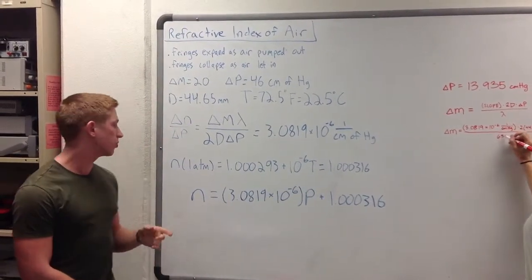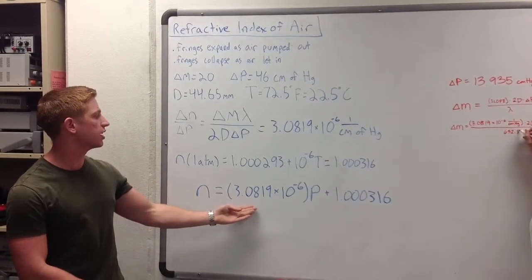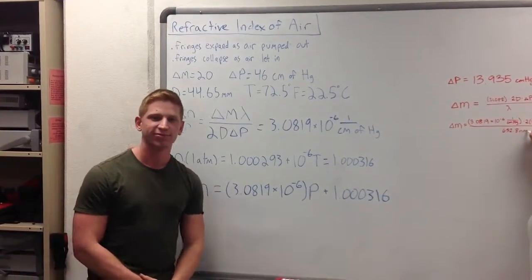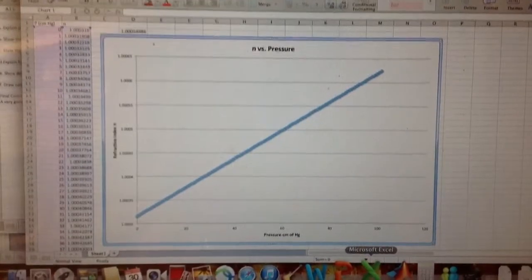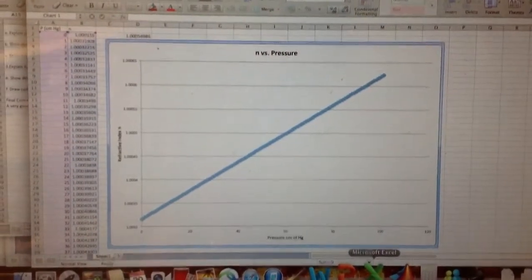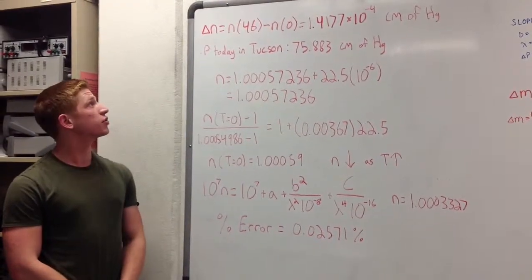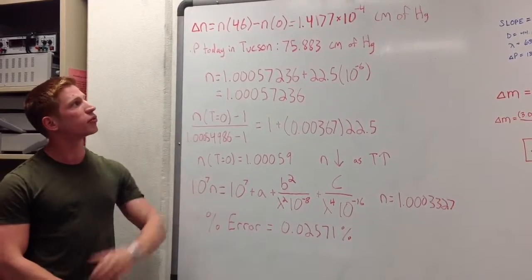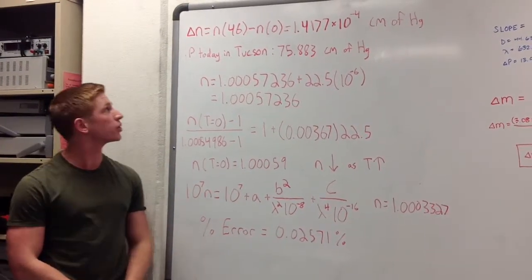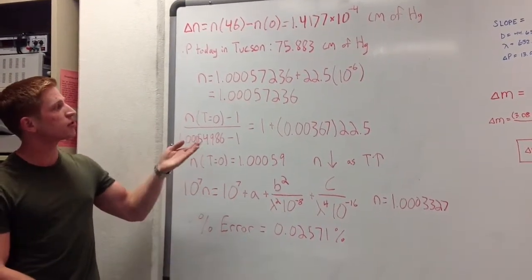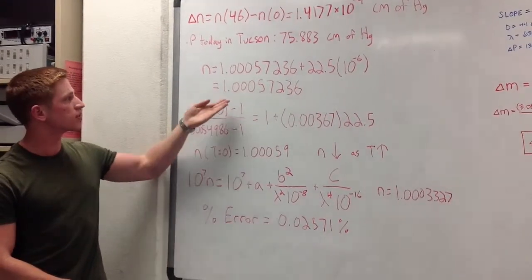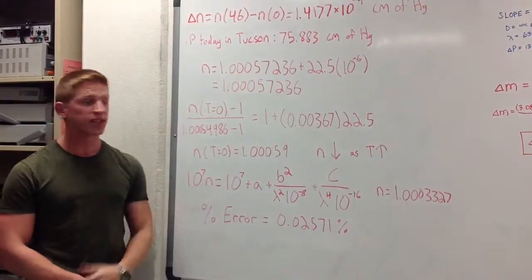These values were used to find a linear equation for refractive index as a function of pressure. This is a plot of our equation for refractive index as a function of pressure. The change in refractive index at 2 points of pressure was 1.4177 times 10 to the minus 4 per centimeter of mercury. Using the pressure data in Tucson and the temperature of the room, the refractive index of the room air was found to be 1.00572364.